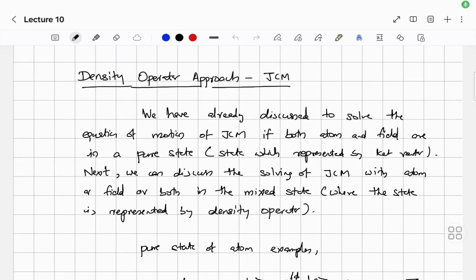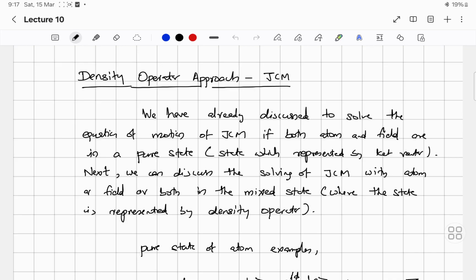Hi all. In the last class, we discussed the difference between a pure state and a mixed state and how to use the density operator to represent a mixed state. So today, we are going to introduce the density operator approach in the Jaynes-Cummings model.